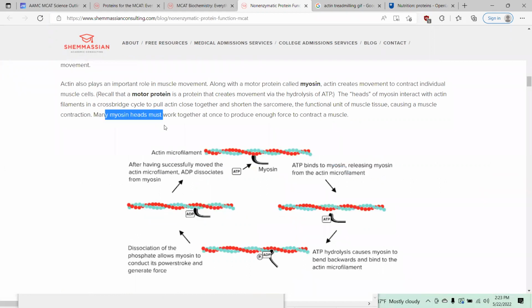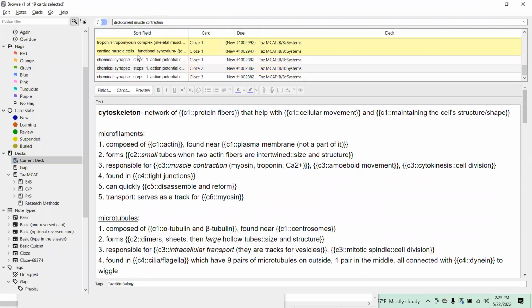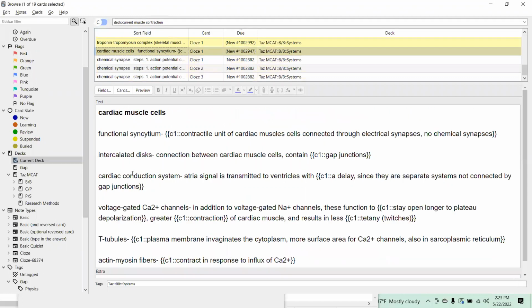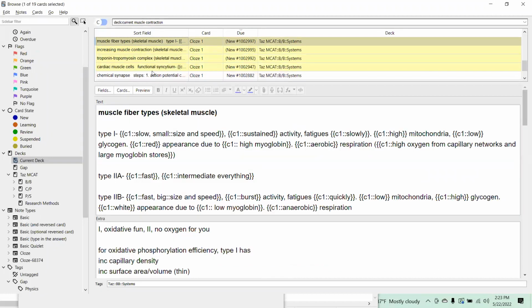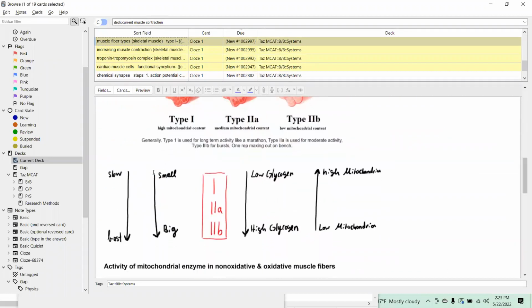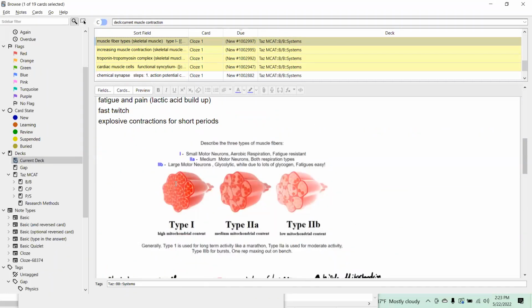So many myosin heads must work together at once to produce enough force to contract a muscle. This is just showing a single actin microfilament, but this happens in bundles. I know I have the picture, I'm just not sure where it is. Oh yeah, sort of like this. These are little bundles of these microfilaments that are pulling and contracting.